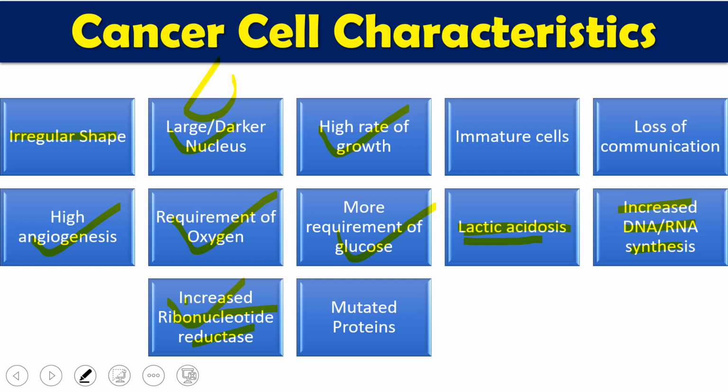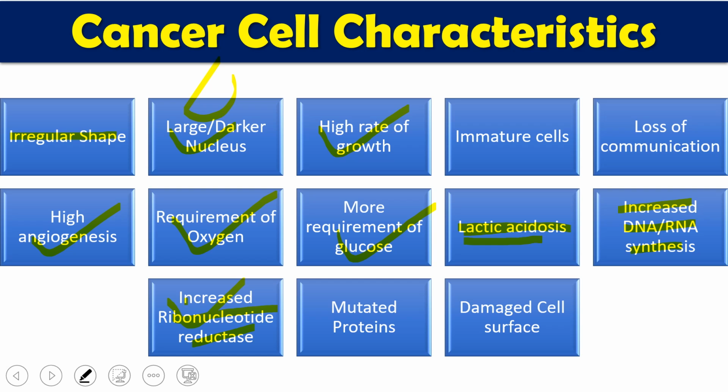And in case of cancer cells, mutated proteins amount will increase and surface area will be damaged. I will show you some of the pictures where it is going to happen. Apoptosis is a normal programmed cell death. So normal cells die through apoptosis. Cancer cells do not induce apoptosis.